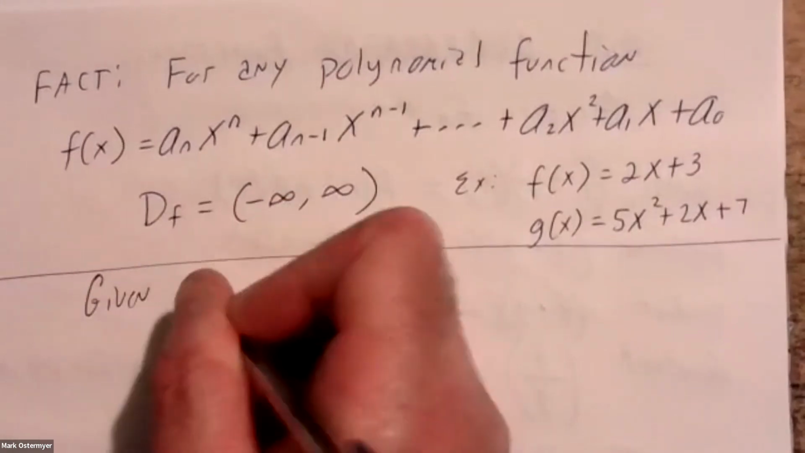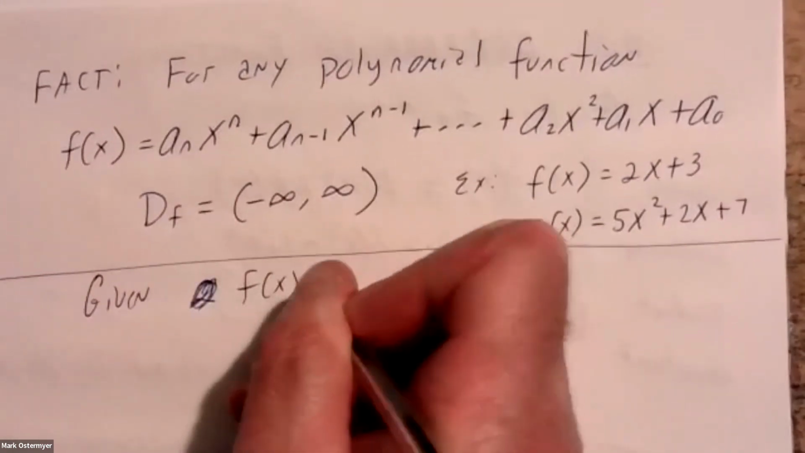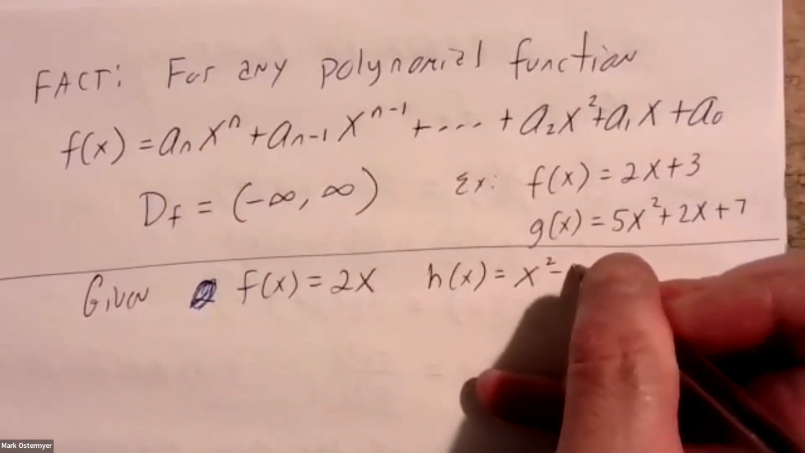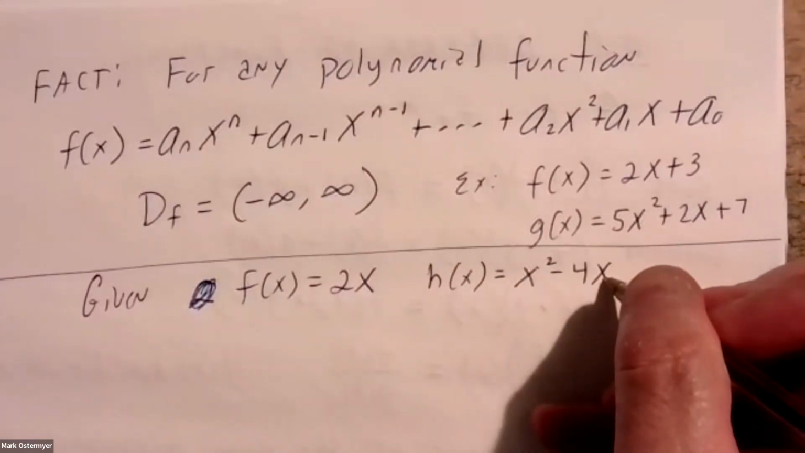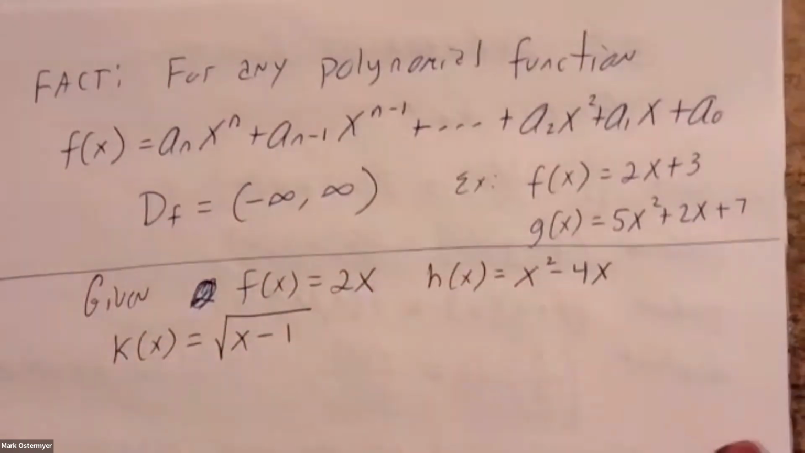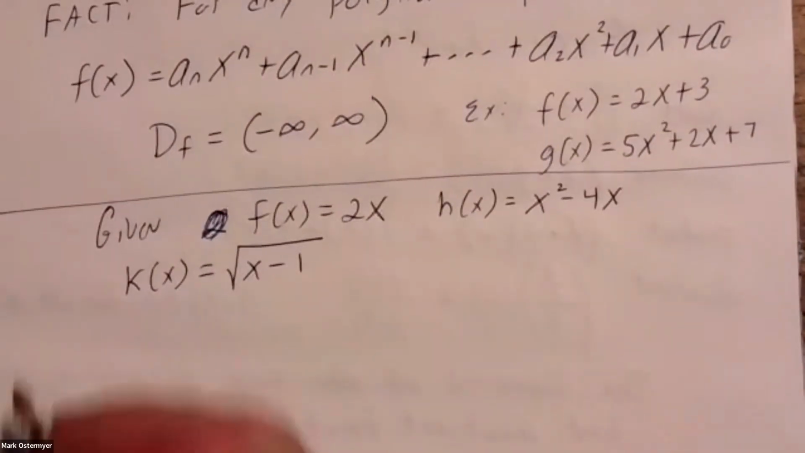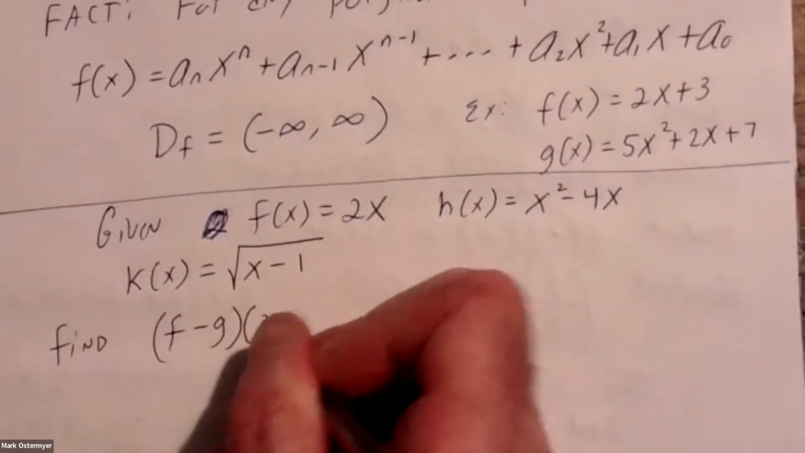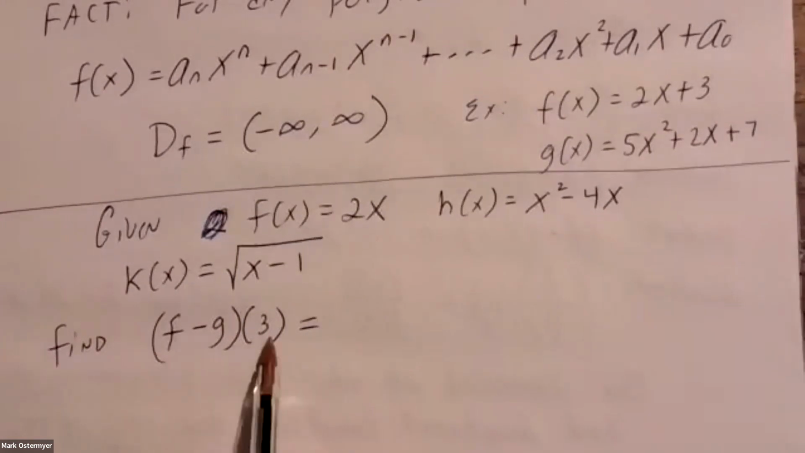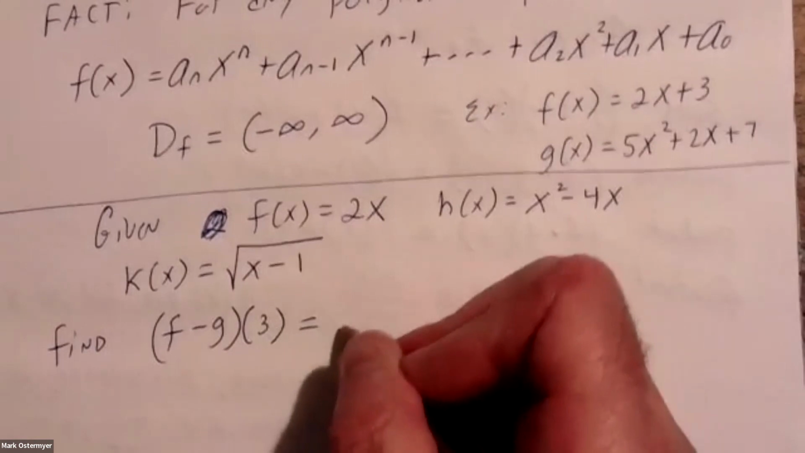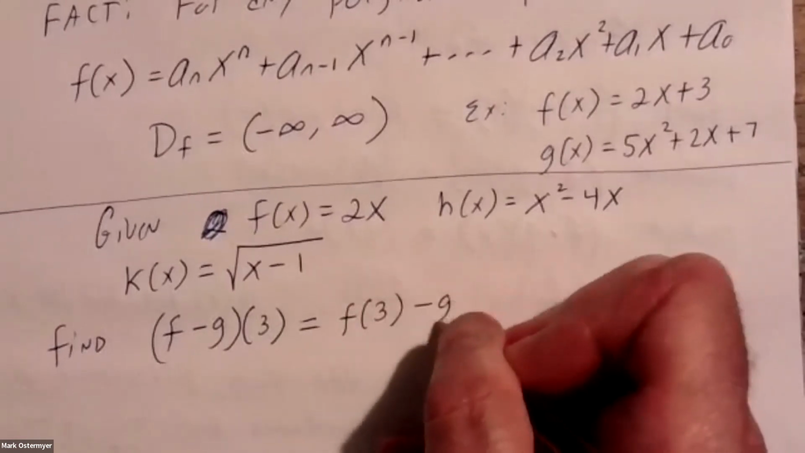Suppose that we're given some functions. f of x is defined to be this linear function, 2x. h of x is defined to be this quadratic function, x squared minus 4x. And k of x is defined to be this radical function, the square root of x minus 1. Suppose I want us to find f minus g and evaluate it at 3. This is saying f minus g of 3. Not only are we to form the difference function, but we're also to evaluate it at 3. So we take f of 3 and subtract off g of 3.